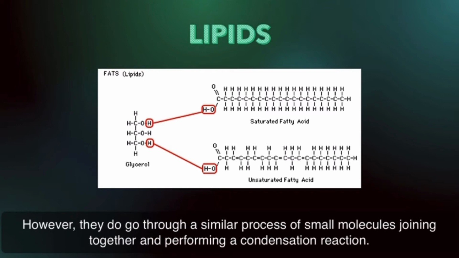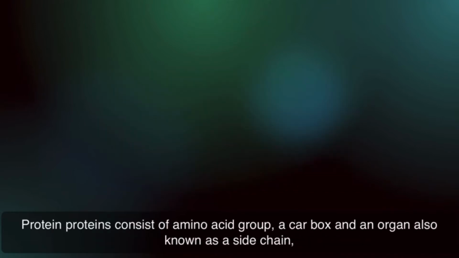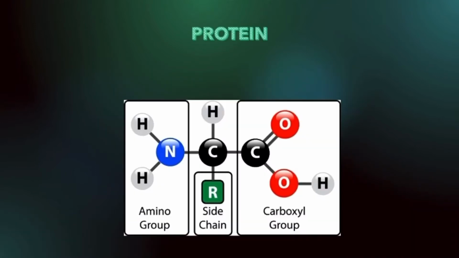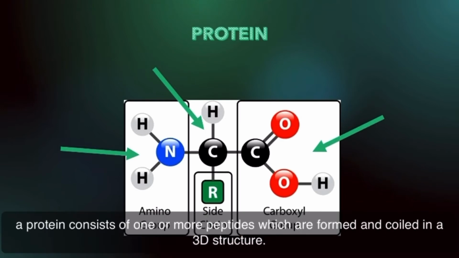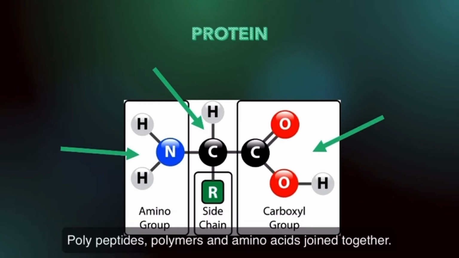Lipids are not true monomers. However, they do go through a similar process of smaller molecules joining together and performing a condensation reaction. Protein. Proteins consist of an amino acid group, a carboxyl group, and an R group, also known as a side chain. A protein consists of 1 or more polypeptides which are formed and coiled in a 3D structure.